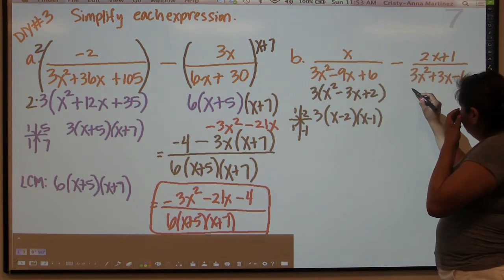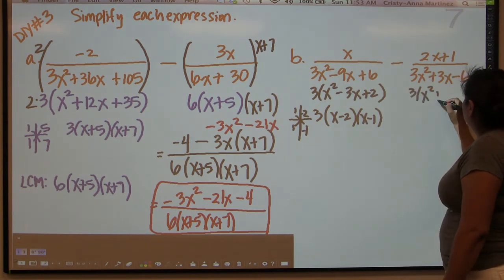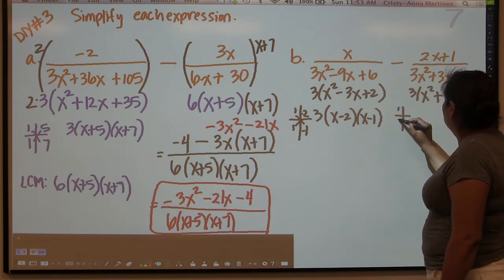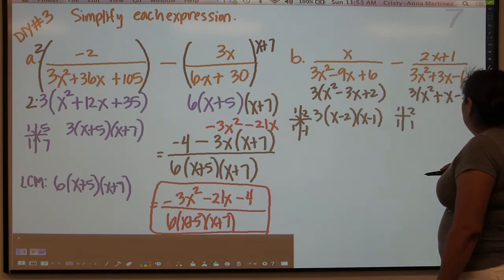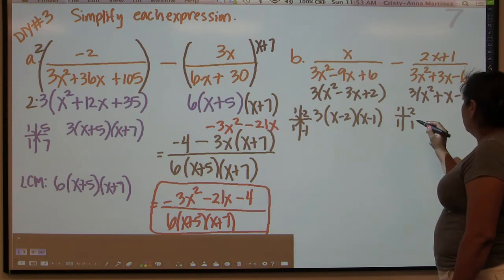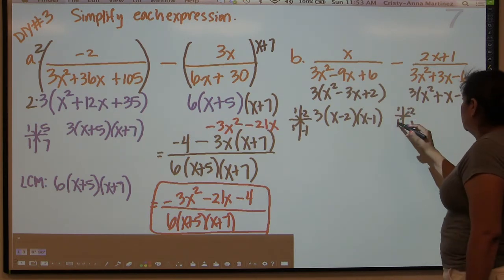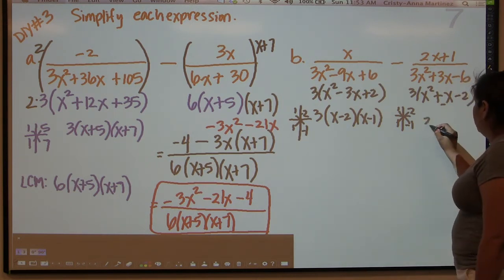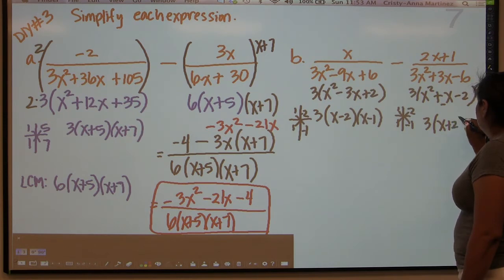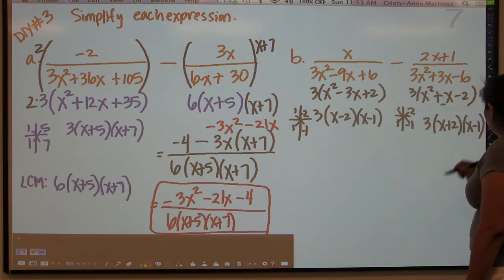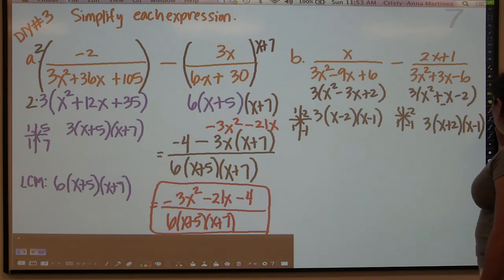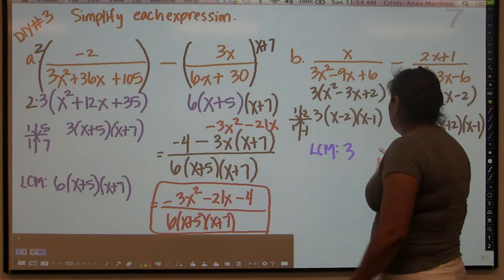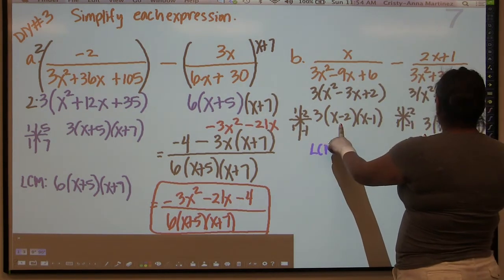And here we also have a 3 in common. And when we factor him, we'll get 1, 1, 2, and 1. And this time we're going to want the 1 to be negative, so that when I go 2 minus 1, I get a positive 1, which is what I have in there. So this one will become 3 times x plus 2 times x minus 1. Awesome. And now my least common multiple will be 3. They both have a 3. x minus 2.